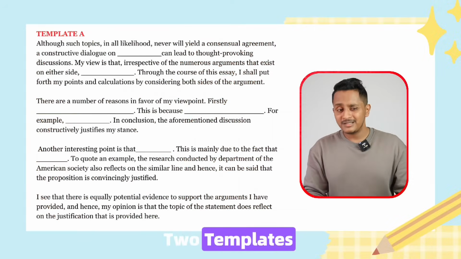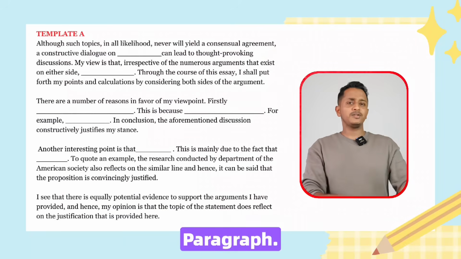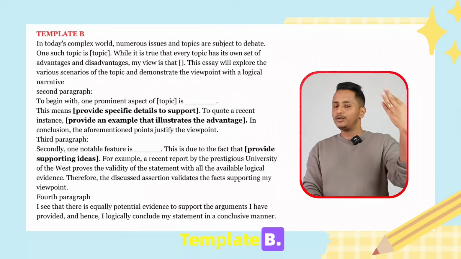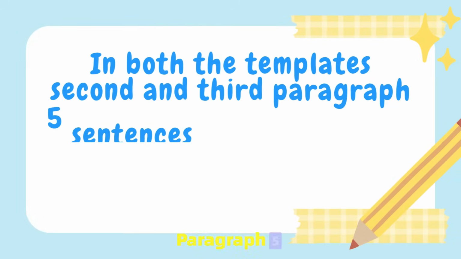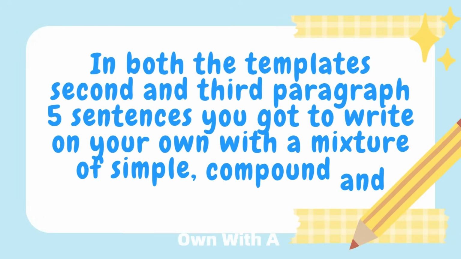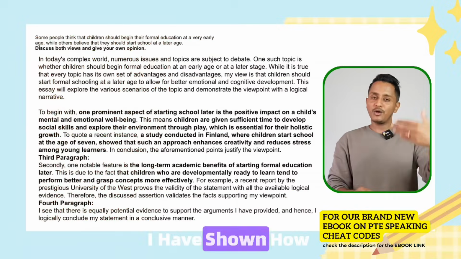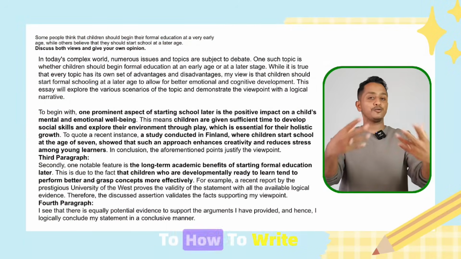I'm going to give you 2 templates. Template A, you can take a screenshot. This works. Second, in the 3rd paragraph, there are 5 sentences that you need to write. This is going to be template B. You can write this as well, or the previous one. Both are giving scores. You don't have to worry. In both the templates, in the 2nd and 3rd paragraph, 5 sentences you got to write on your own with a mixture of simple, compound and complex sentences. This is a small demonstration. I've shown how to fill the template as well. You can just take a screenshot of it. You get an idea as to how to write the entire essay.